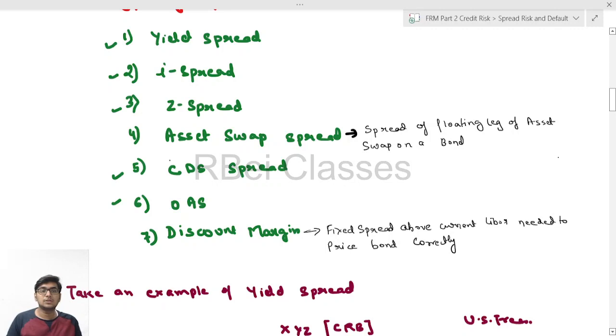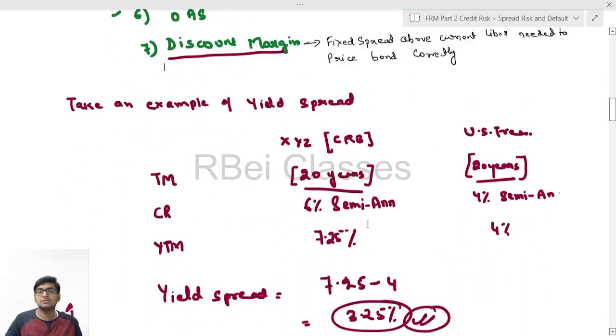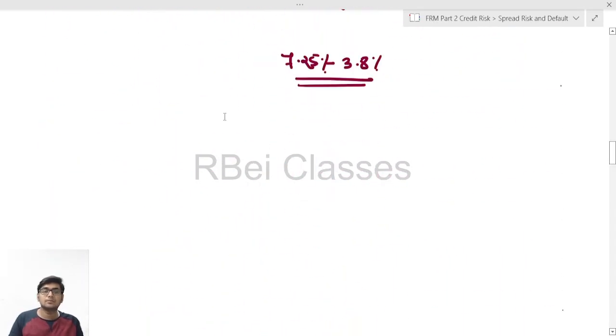Now, there are two spreads which are new to us, which we are not aware of from beforehand. So what are those two spreads? One is the asset swap spread, and one is the discount margin. Discount margin is very simple. Discount margin.